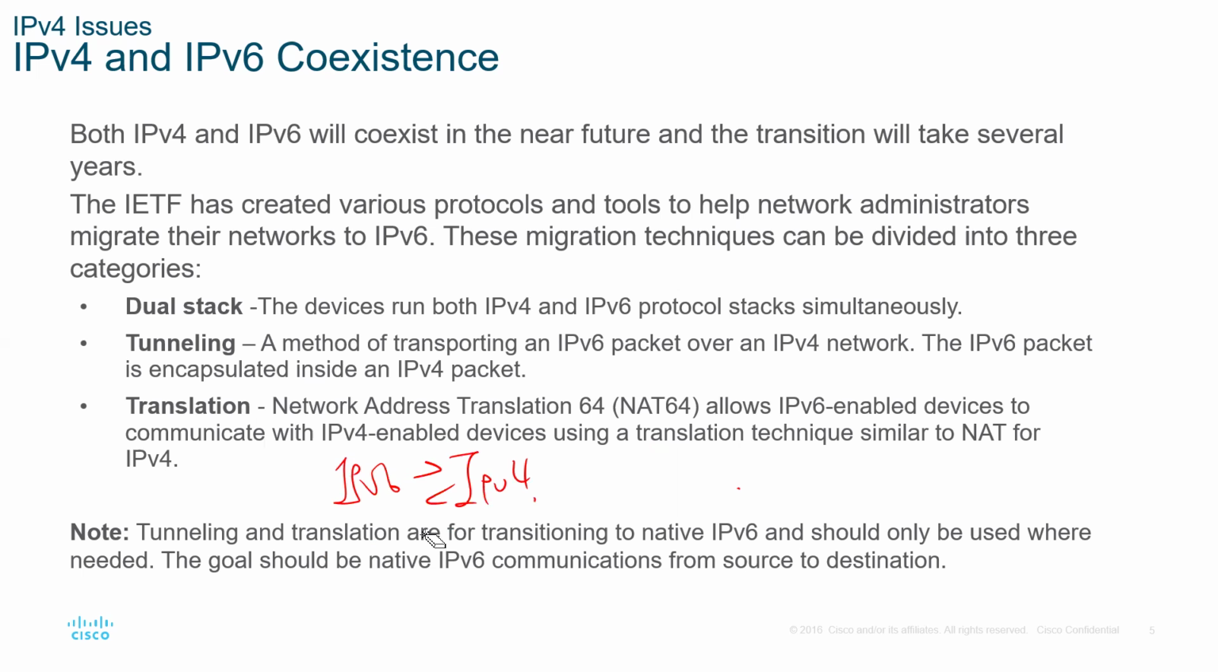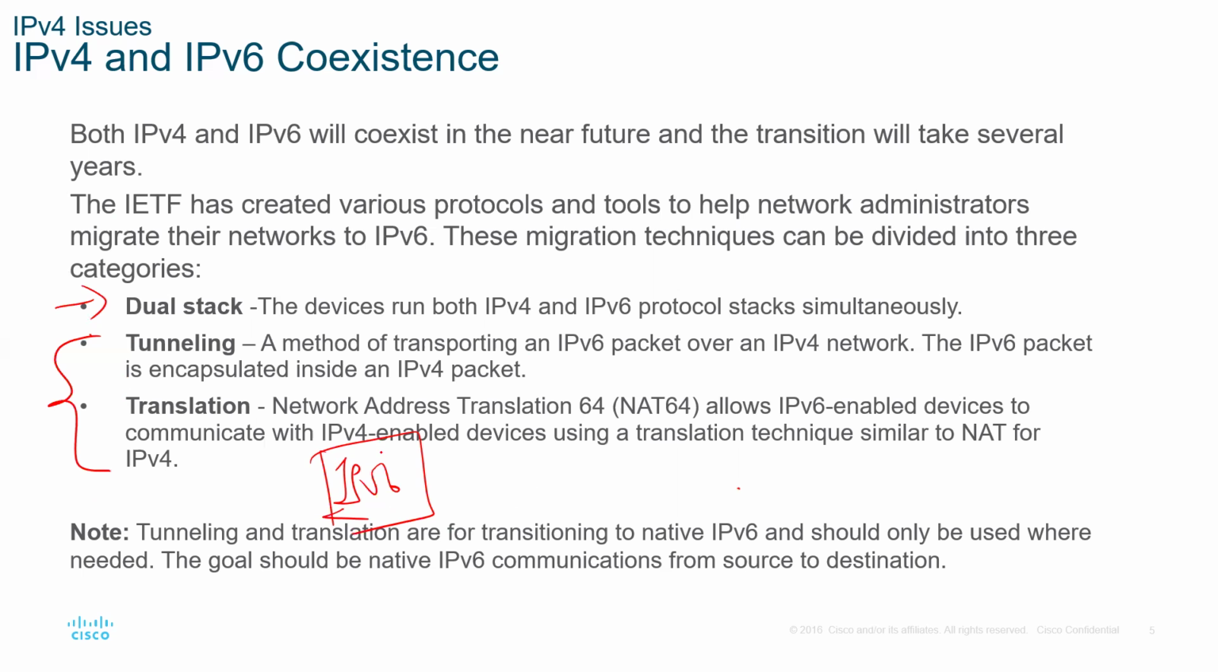However, tunneling and translation are for transitioning to native IPv6 and should only be used where needed. The goal should be native IPv6 communication from source to destination. So it's very unlikely that you see these two being used, tunneling and translation. Why? Either you are using IPv6 from source to destination, or IPv4 from source to destination. Or you can use both of them.